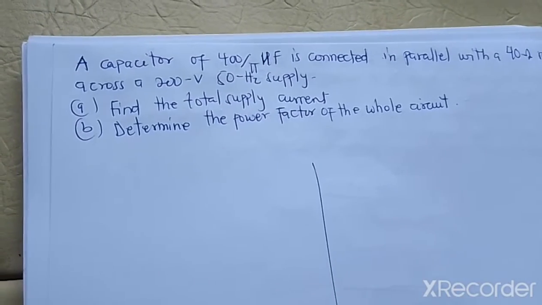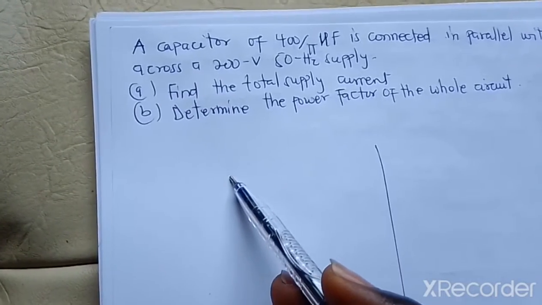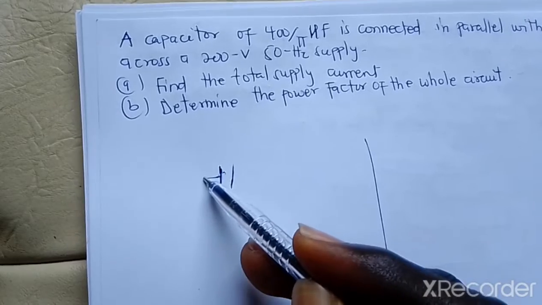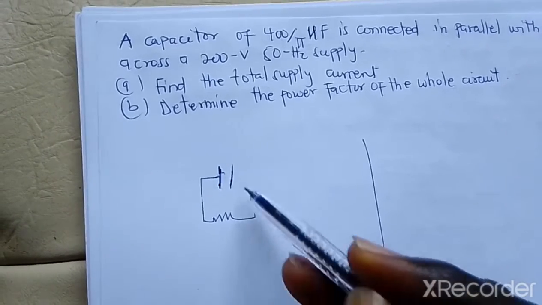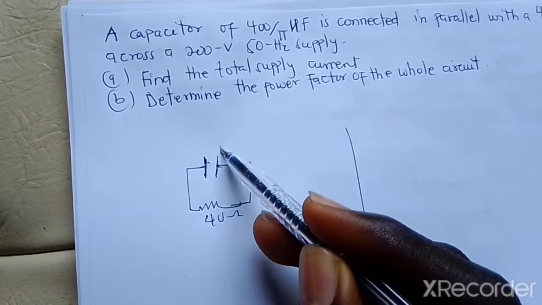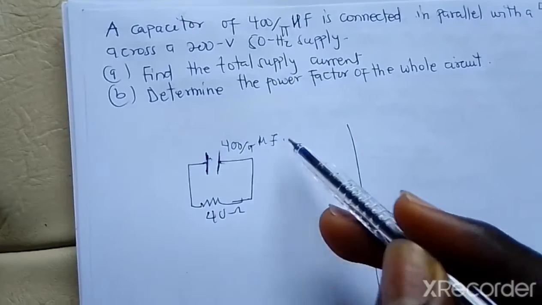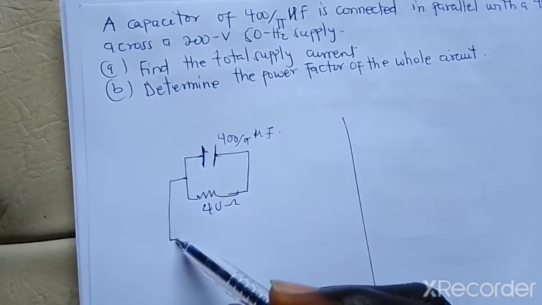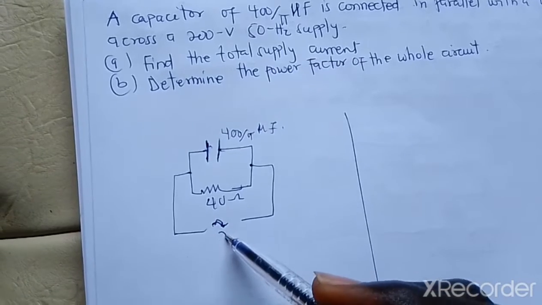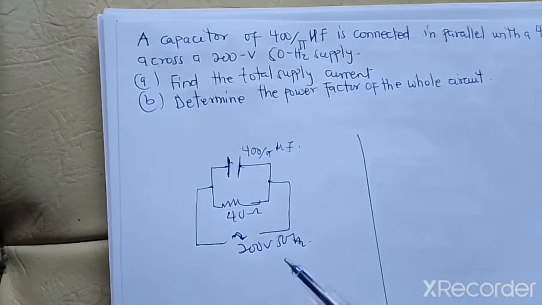So to solve such a problem, you have to make a drawing. From here, you have a capacitor, and this is in parallel with a 40 ohm resistor. This is our 40 ohm, and this is our 400 over pi microfarad. So this whole thing is connected to a 200 volts, 50 Hz supply. So from here, what do we do?